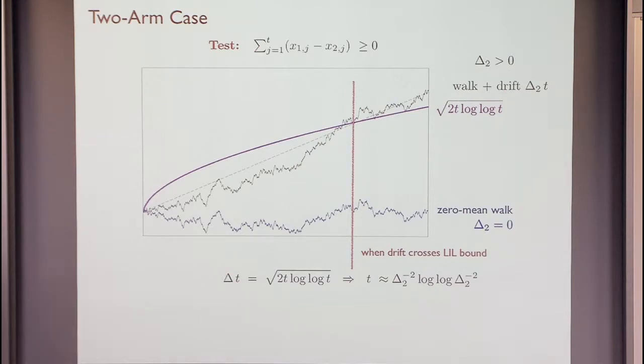So now we're seeing, first of all, we still have that inverse gap squared. That's the delta to the minus 2. But then instead of log of the delta to the minus 2, we have log log. So we have a double log. That's an improvement right there.